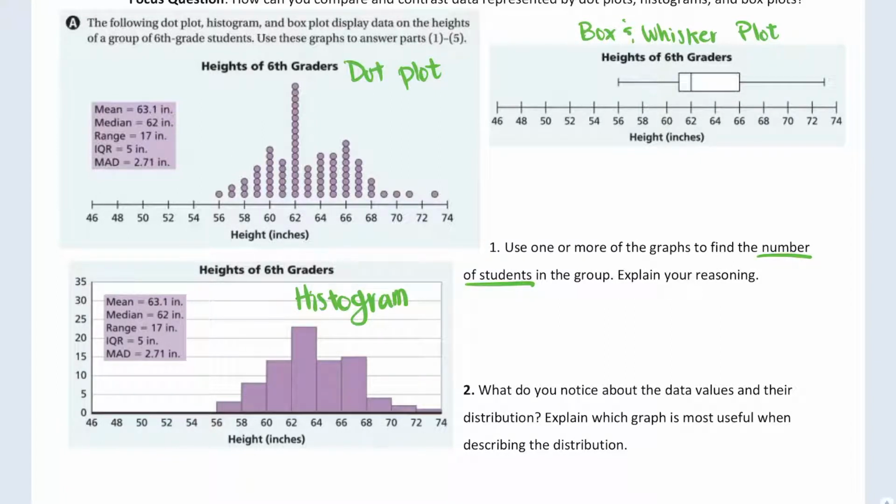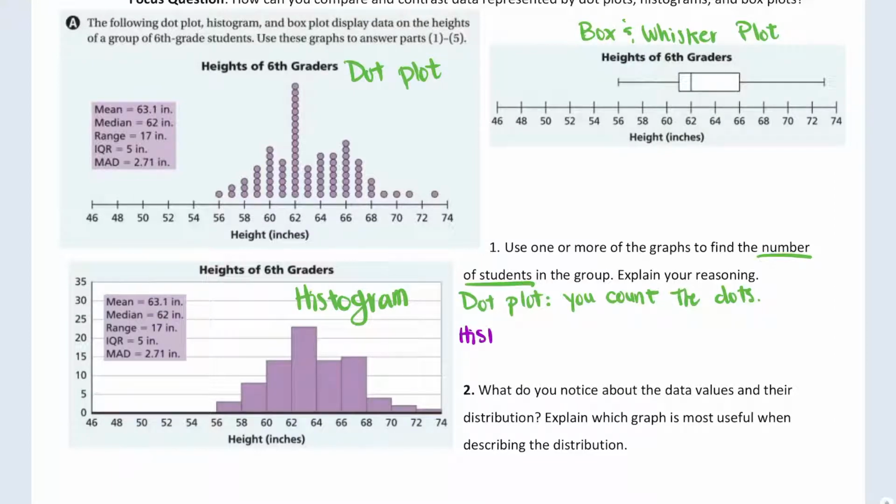Okay, so hopefully you paused the video. I am sure that some of you guys said dot plots. And why would you pick a dot plot? Well, you can just count the dots, right? You count the dots, and that tells you how many students are in this data set.